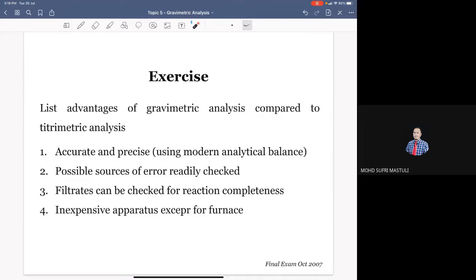Other than these, you can list other advantages of gravimetric analysis. As I mentioned before, no standardization. What else? No calibration. So you can check on the next video.